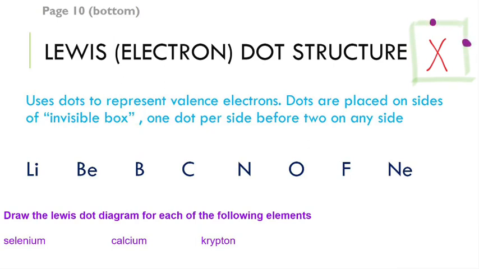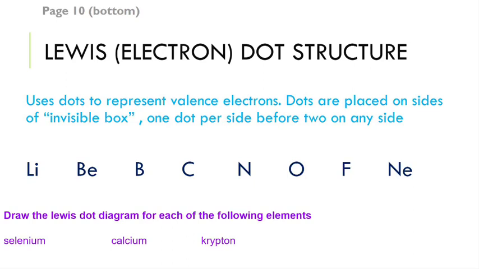And we're going to put one dot on each side of that element symbol before we start doubling up. And 2 dots is the most that we can put on any side. So a maximum of 8. Now, we're not going to actually draw this box, but you kind of need to visualize that around your element symbol as you're drawing the dots.